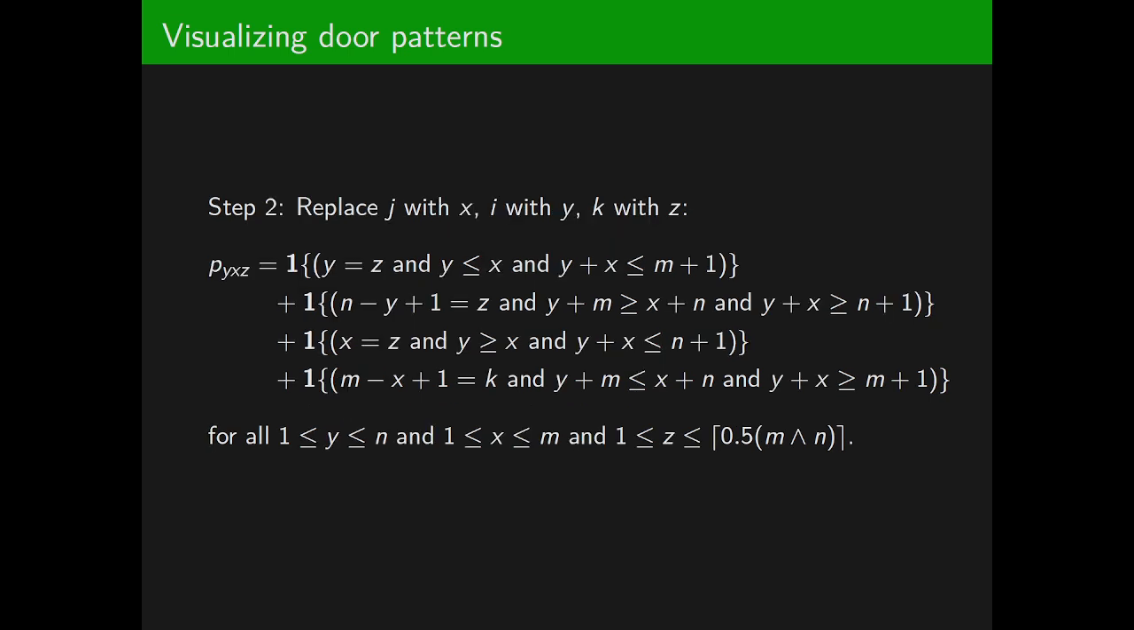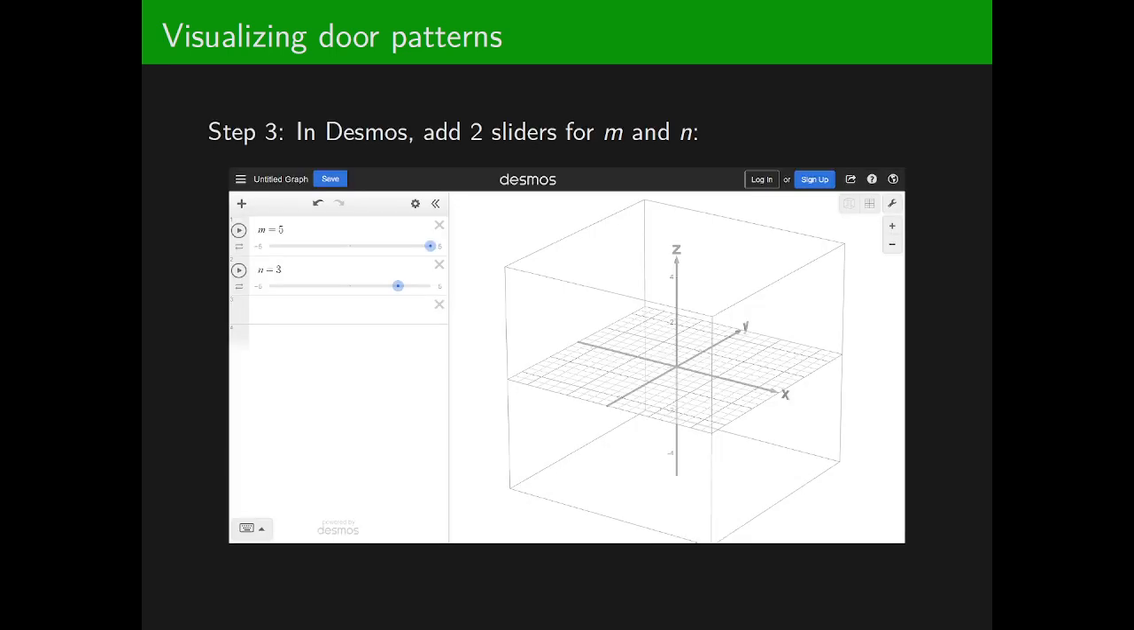Step 2. Now, remember that I represents the y-axis, J represents the x-axis, K represents the z-axis. Replace that with these. And it looks like this. Step 3. Flashbang with Desmos. In Desmos, add 2 sliders for M and N. This is just setting up stuff. So I here set M equals 5 and N equals 3.